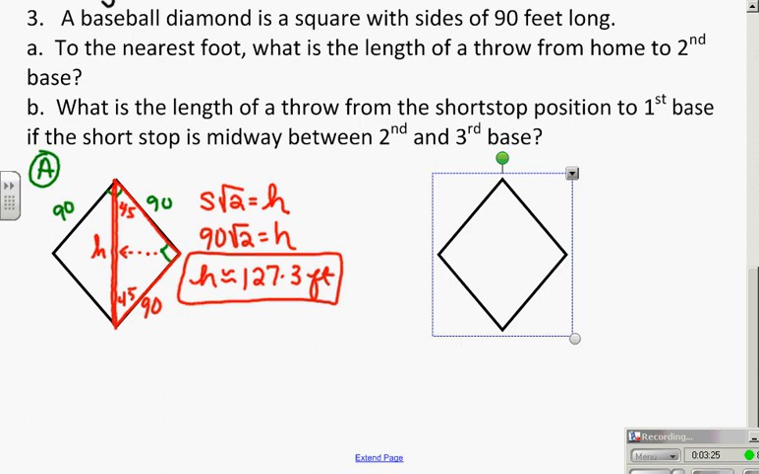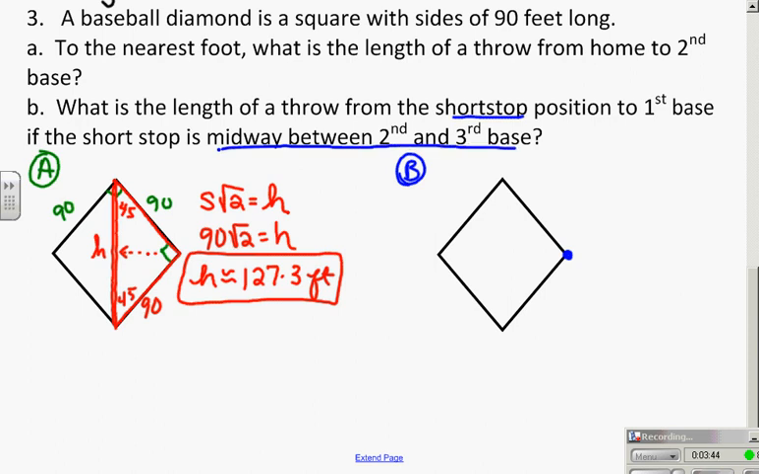Yes, you could use the Pythagorean theorem with 90 squared plus 90 squared equals h squared, but again, this is going to be faster. Now in part B, it says what is the length of a throw from the shortstop position to first base, if the shortstop is midway between second and third. Well, midway would mean that this is 45 feet because the whole thing is 90.